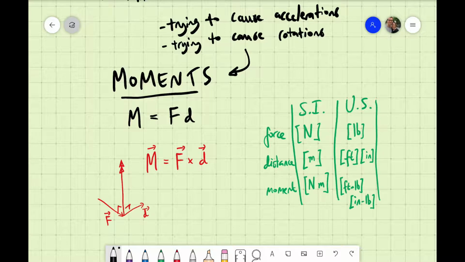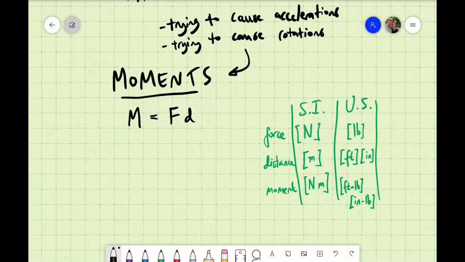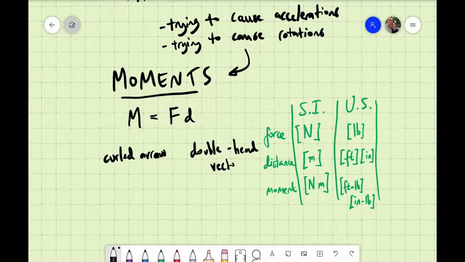Now, how do we show moments? We really have 2 options, and they're both mentioned pretty well in the book. We have the curled arrow method, and then we have the double-headed vector method. I don't know if you had a better name for it. I'm calling it the curled arrow system, and then you have the double-headed vector.